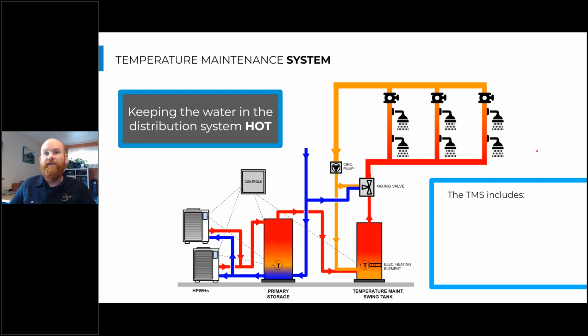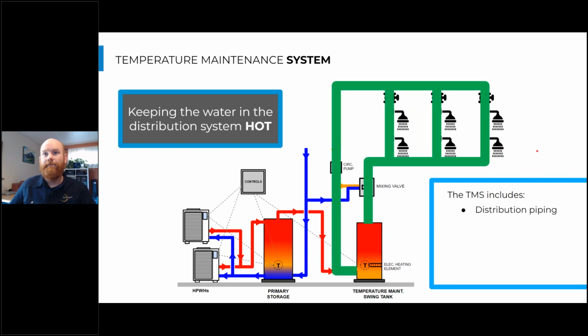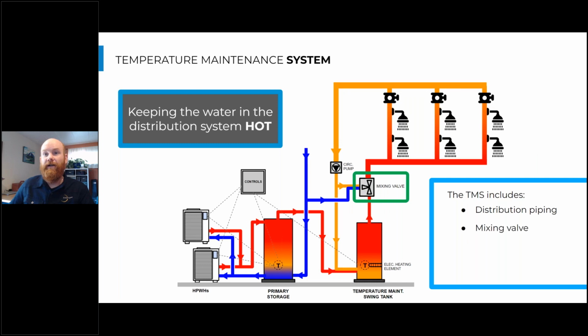So the temperature maintenance system, it includes that distribution piping. It includes a mixing valve, typically in our large commercial buildings, and a circulation pump. Because as we're circulating the water through the distribution network, we need some way to mix these three streams of water: our hot circulation, which is around 110, our cool water, typically around 60 to 70 degrees, and our hot water from our heat pump system, typically around 130 to 150 degrees.